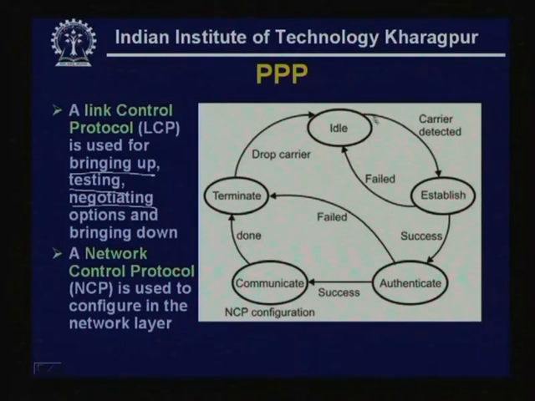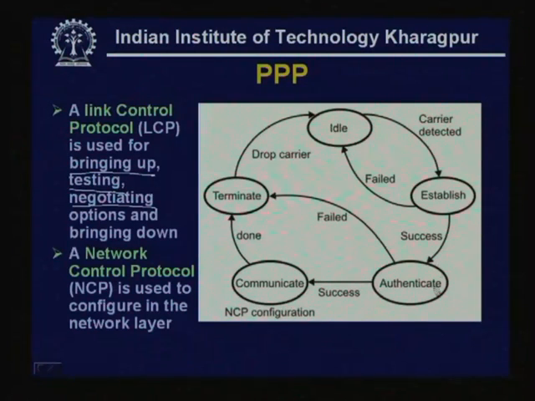As you can see, in the initial case it can be in idle state, and when the link is established, it goes to established state. When the carrier is detected, and if it fails, it comes back to idle. So, this is the flow diagram for the PPP protocol.